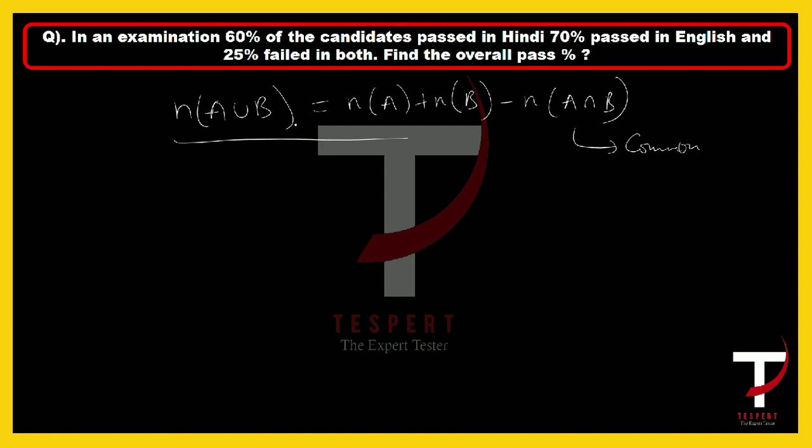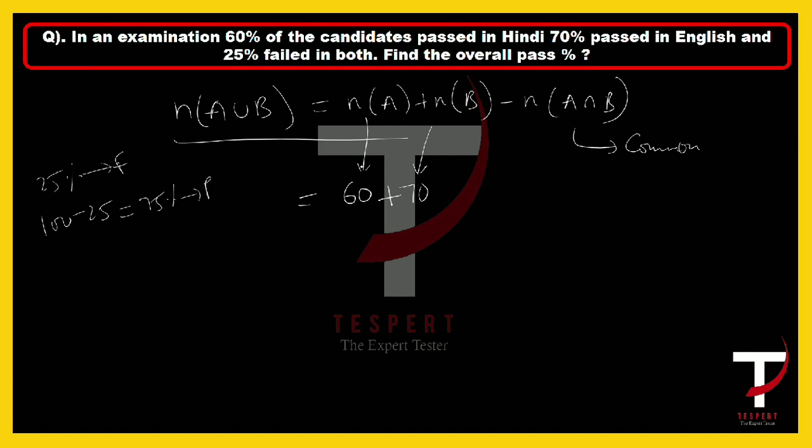So in an exam, 60% of the candidates passed in Hindi. So n of A is 60. What is n of B? 70% passed in English. So 70% is n of B. And 25% failed in both. So if 25% failed, then how many students passed? 100 minus 25. So this is the remaining value, 75% passed.